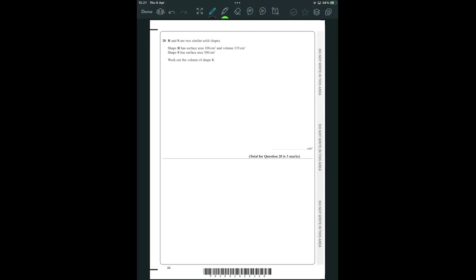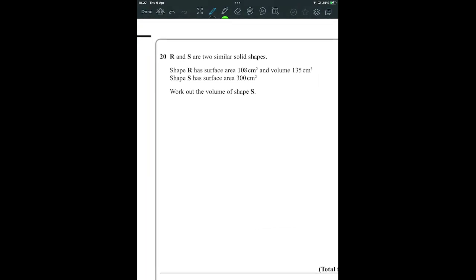Question 20. We're coming into the proper meat of the questions now, the last few. We have two similar shapes. R has surface area and volume. S has surface area. Work out the volume of S. Well, this is going to be manipulating our different scale factors.